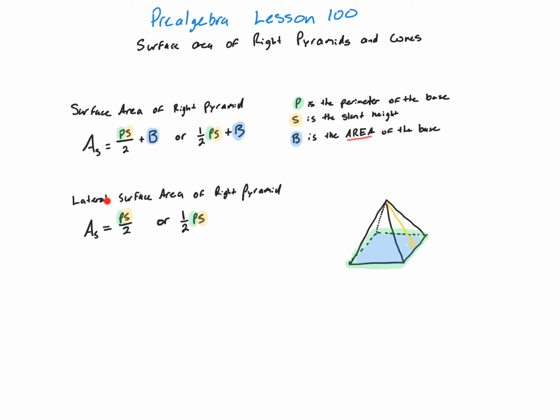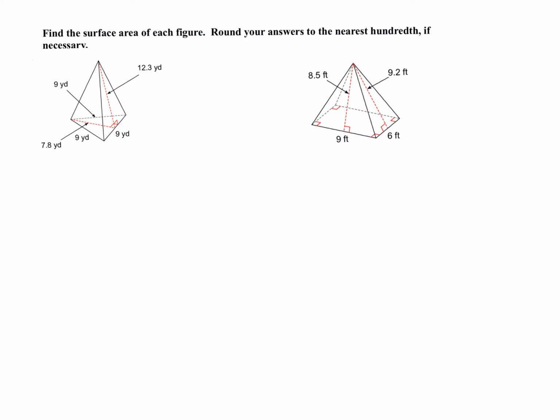If we're talking about the lateral surface area, notice it looks exactly the same except it doesn't have the area of the bottom down here. So it's just PS over 2, or 1/2 PS. So let's try a few of these. We need to find the P, which is the perimeter of the base, around this length. We need to find S, and then we also need to find the area of the base.